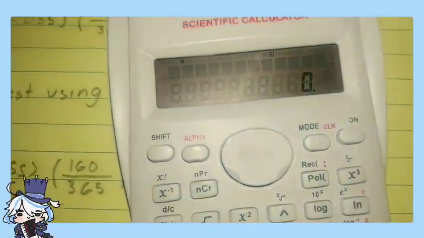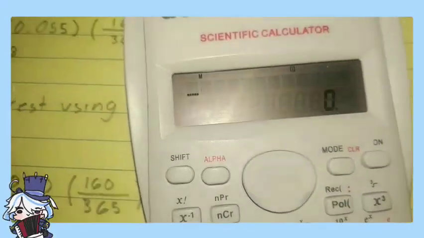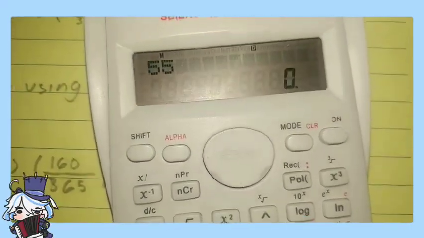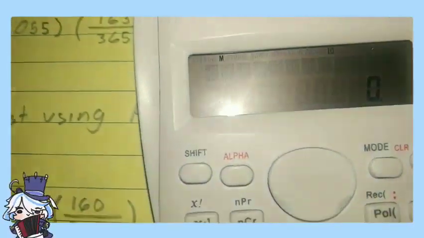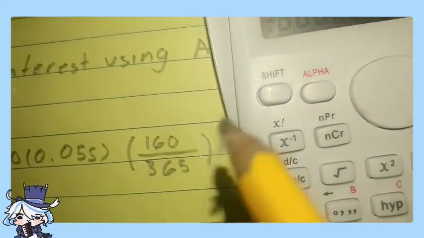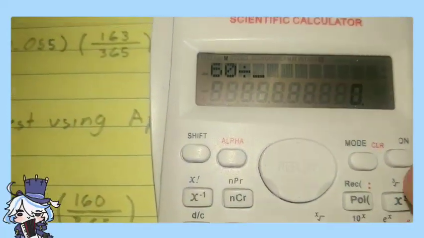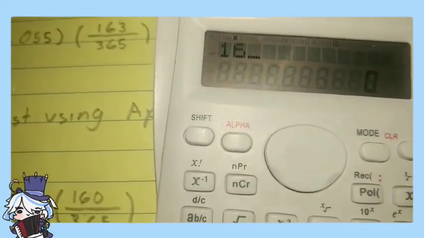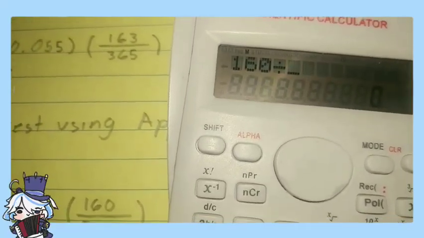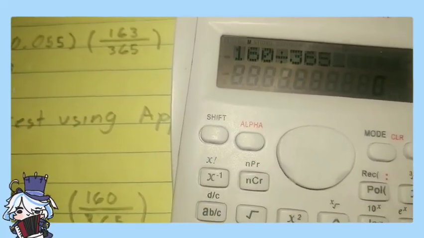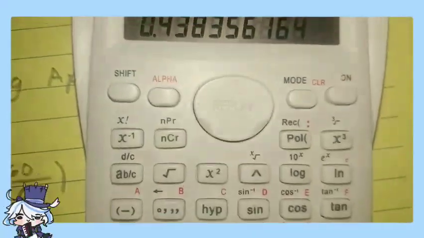Well, not type it all down, but first let's do the 160 again. 160 divided by 365 equals to, like that.